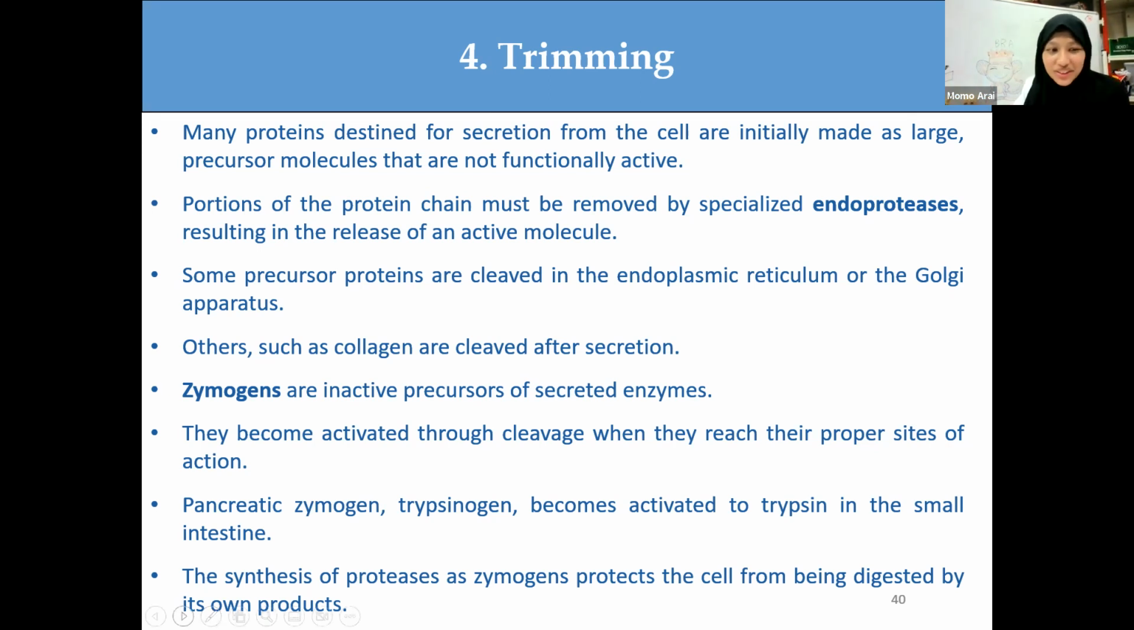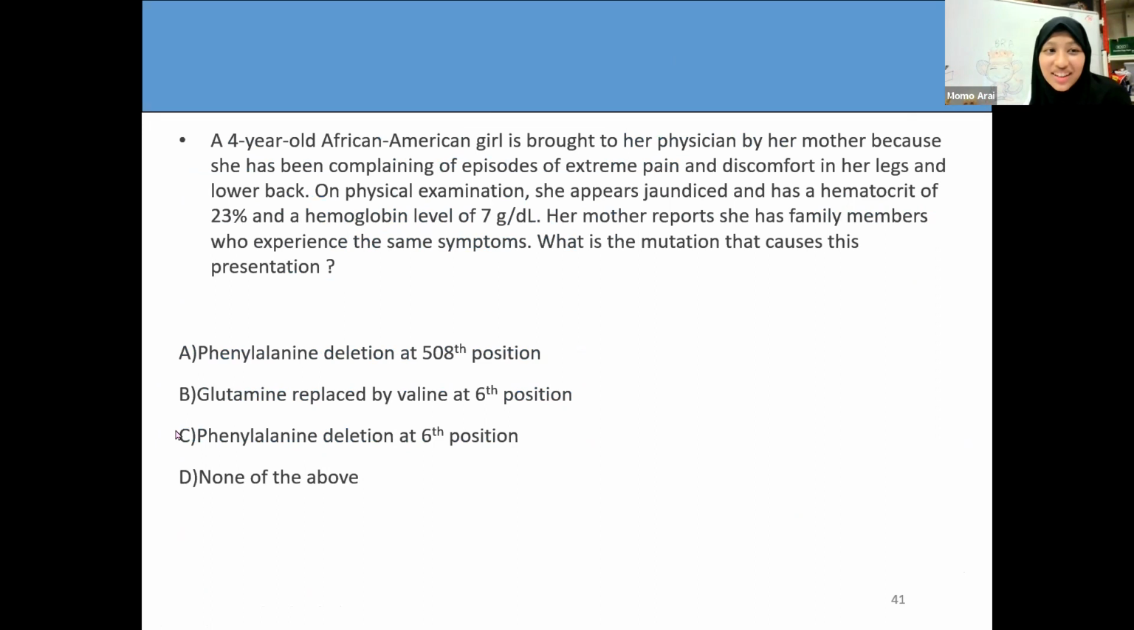So I'll move on to questions, and you guys can answer. I'll see the chat, or you can unmute if you want to explain. So the scenario is a 4-year-old African American. Whenever they give you a clinical scenario, it's always going to sound like that. Someone said B already. So an African American girl is brought to her physician because of episodes of extreme pain and discomfort, and then there's jaundice, and hemoglobin is low, so there's anemia.